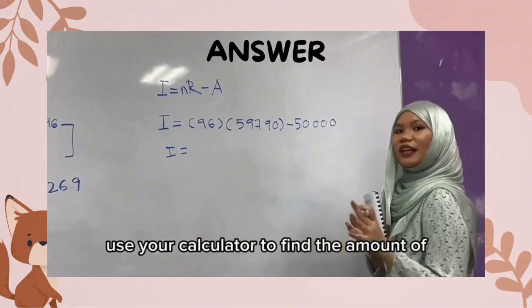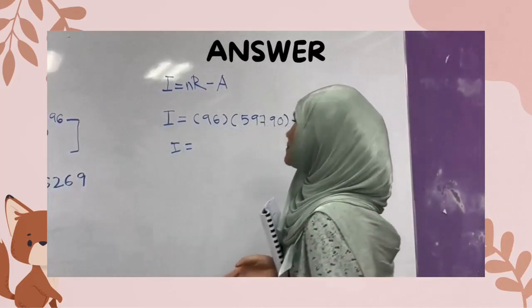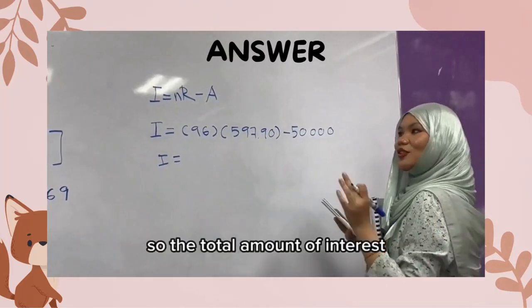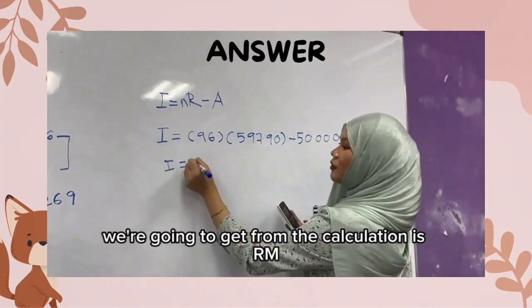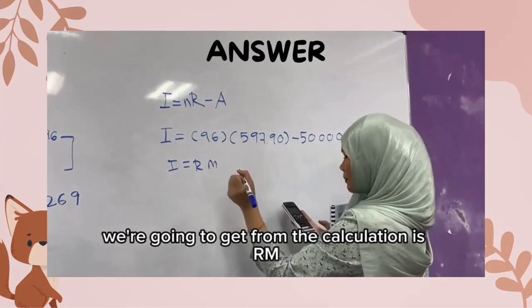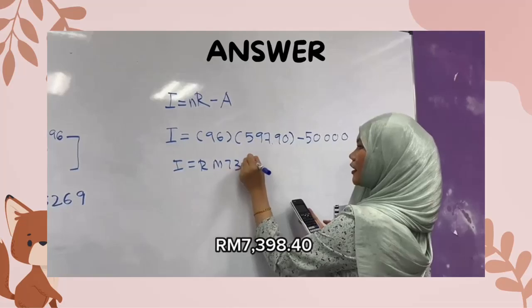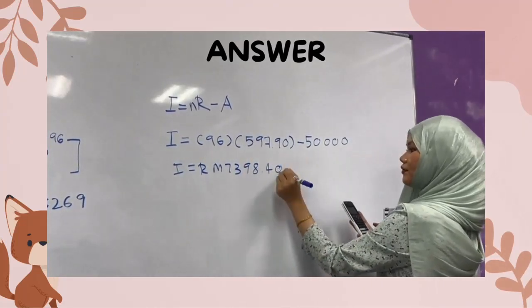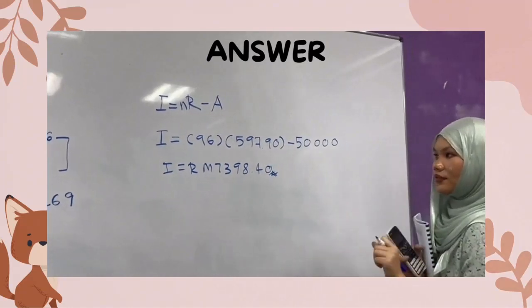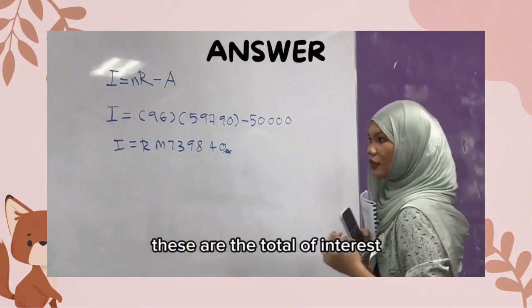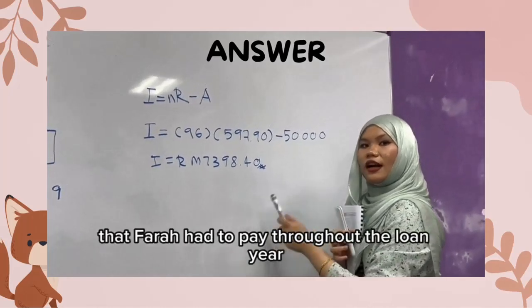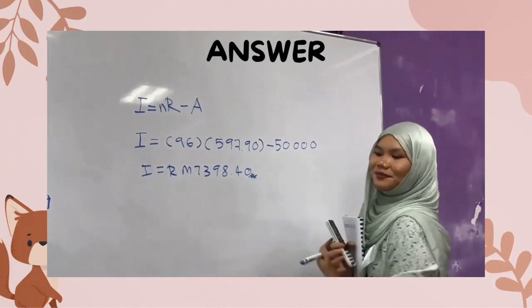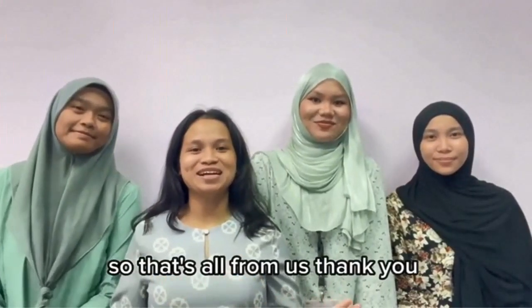Use your calculator to find the amount of total interest. So the total amount of interest we're going to get from the calculation is RM 7,398 ringgit 40 cents. This is the total interest that Farah has to pay throughout the loan years. So that's all from us. Thank you.